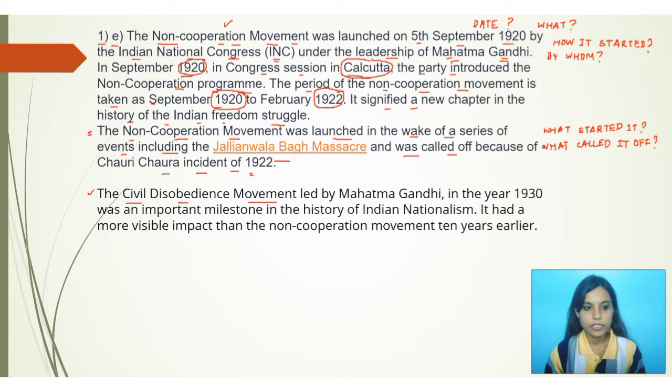Next comes the civil disobedience movement. The civil disobedience movement was once again led by Mahatma Gandhi in the year 1930. You need to talk about the year, which is very important. It was an important milestone in the history of Indian nationalism. It had a more visible impact than the non-cooperation movement 10 years earlier. So you have talked about both of these movements. You have provided your introduction.